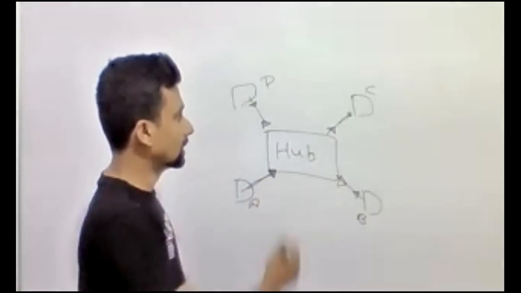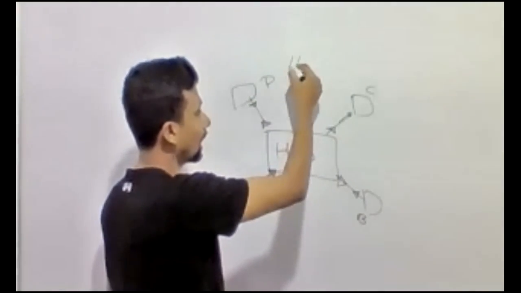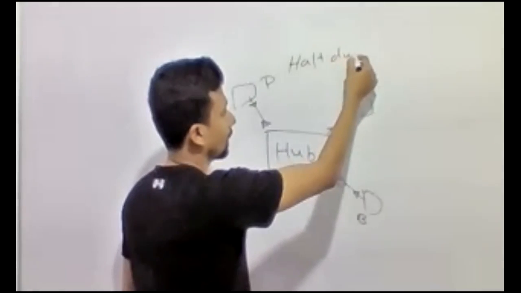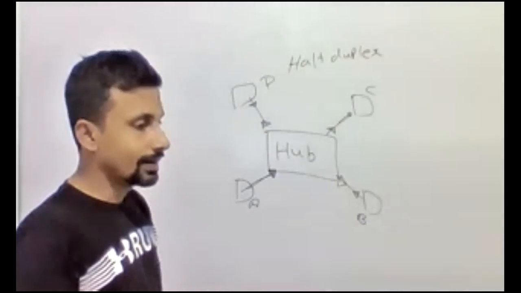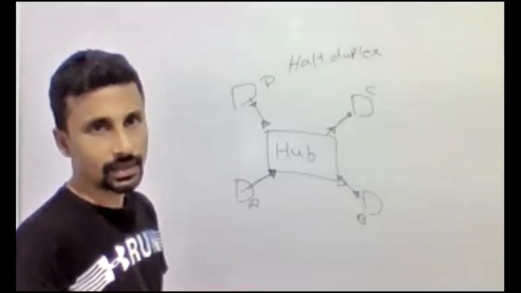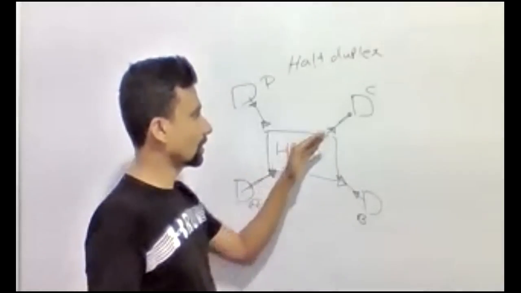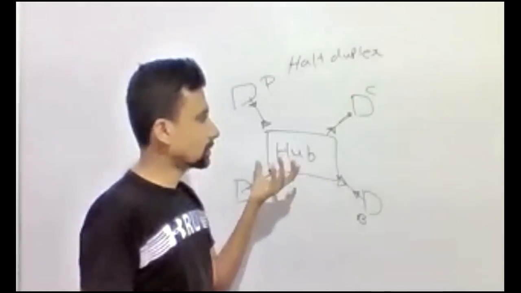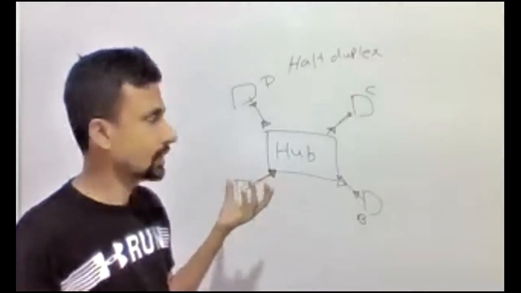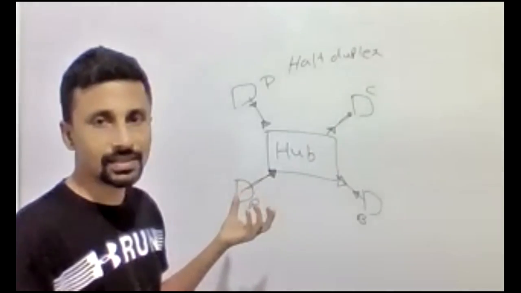So that is how the hub uses its technology. It is called half duplex. Half duplex means one direction at a time. That means if it is going in this direction, it is not coming. Only after going, it is coming, right? But because of the hub, unwanted traffic is generated.